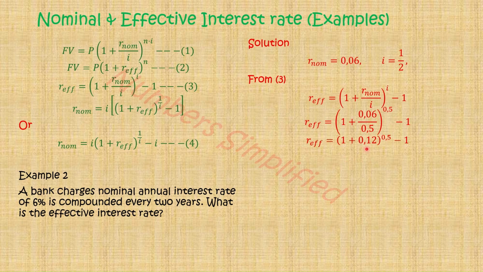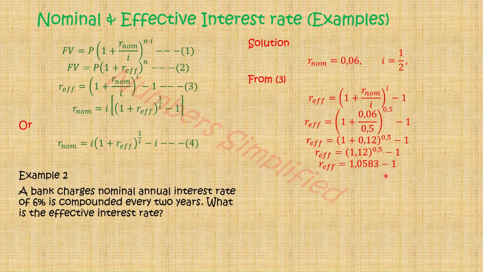So that fraction over there, 0.06 divided by 0.5, would give us 0.12. Great. Now we can add what's inside the pair of brackets or parentheses so that we get 1.12, and that being raised to the power 0.5. Now we move on to evaluate that which is raised to the power 0.5.